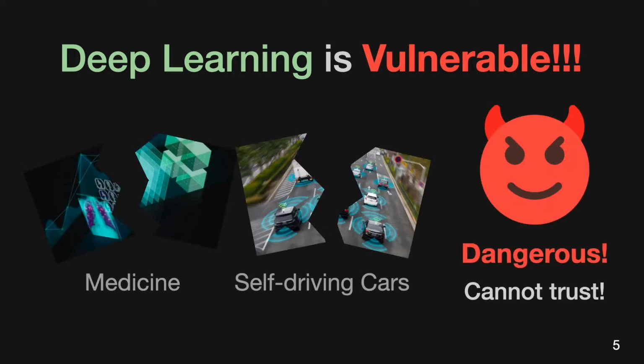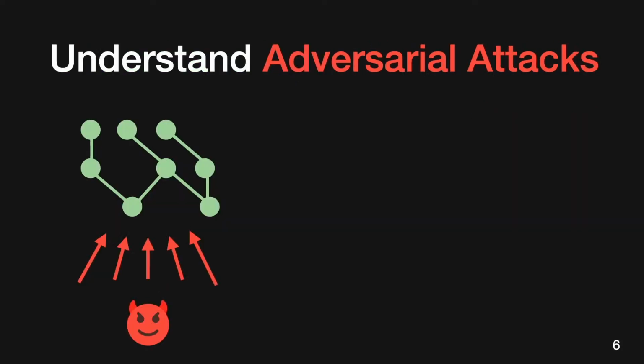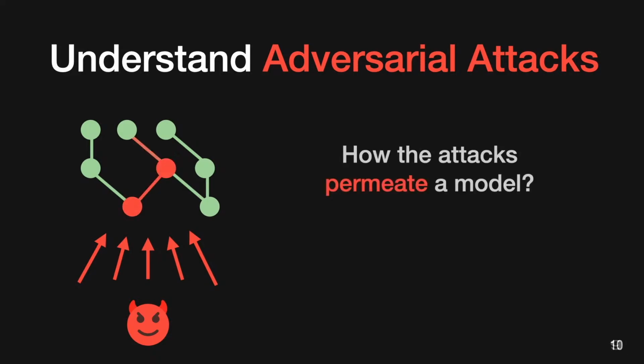Adversarial attacks jeopardize many deep learning-based technologies, especially in security and safety-critical applications, such as data-driven healthcare and self-driving cars. Due to the threats of adversarial attacks, people cannot confidently use deep learning models. To overcome the vulnerability of deep learning models, we need to understand how adversarial attacks permeate the model's internals.